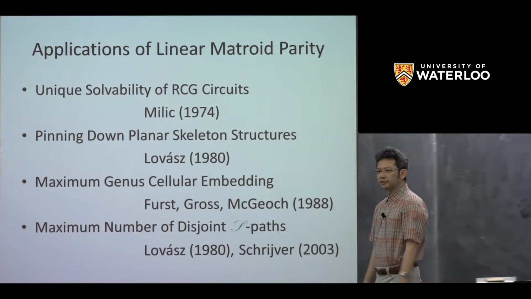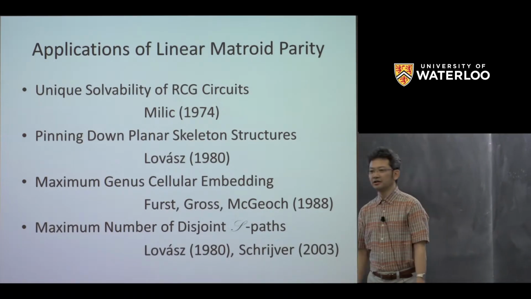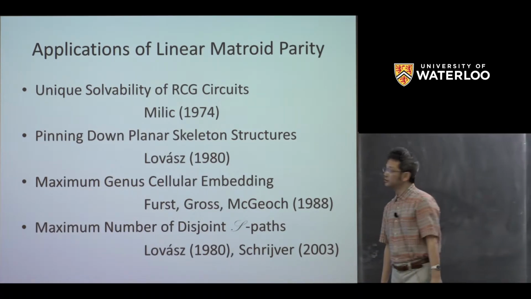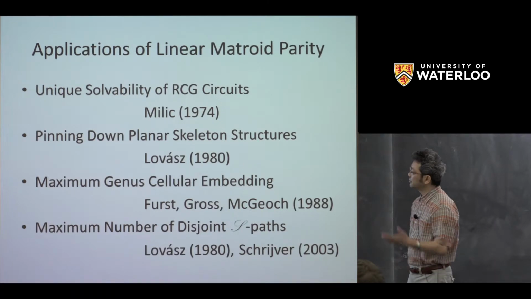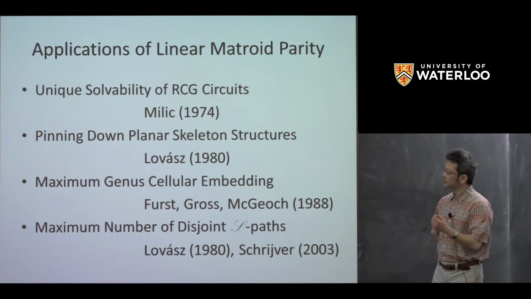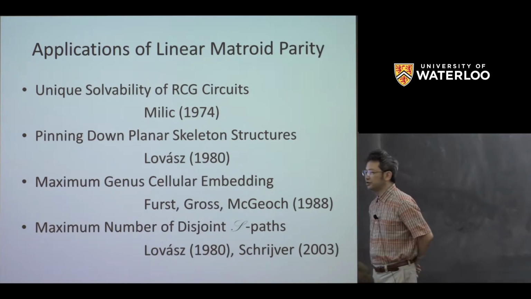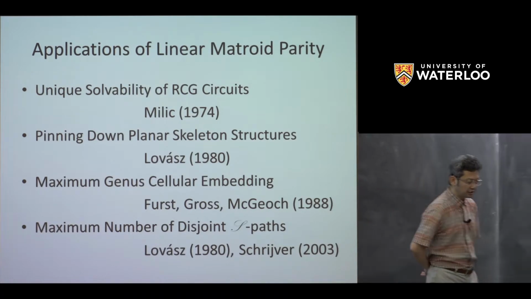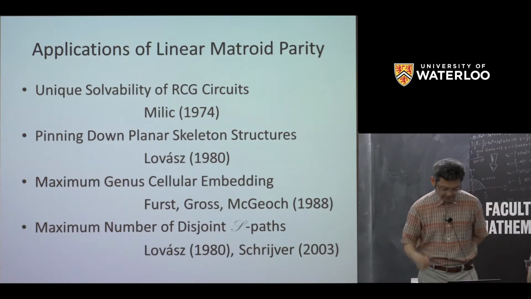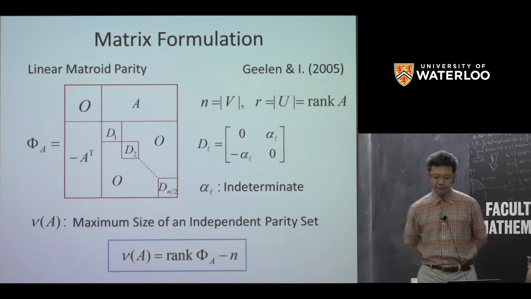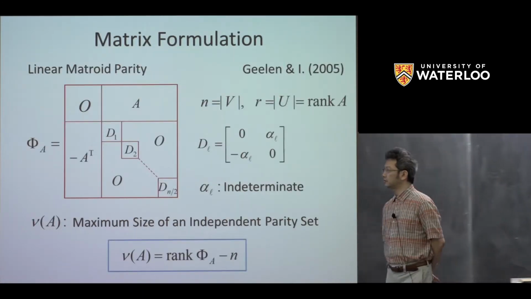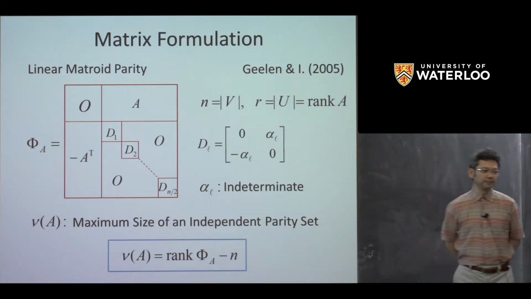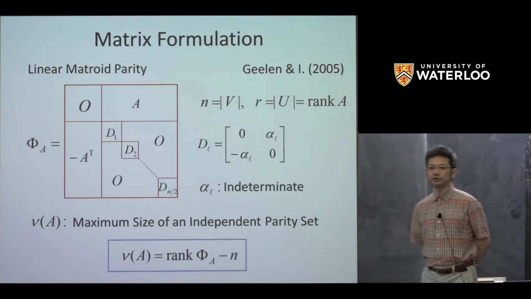So is this really useful? Actually, linear matroid parity has a surprisingly wide variety of applications, coming from electric network analysis, combinatorial rigidity or graph embedding, and disjoint paths. Based on this fact, we want an algorithm to solve this linear matroid parity problem. So I will explain one algorithm, which is closely connected to the weighted version.